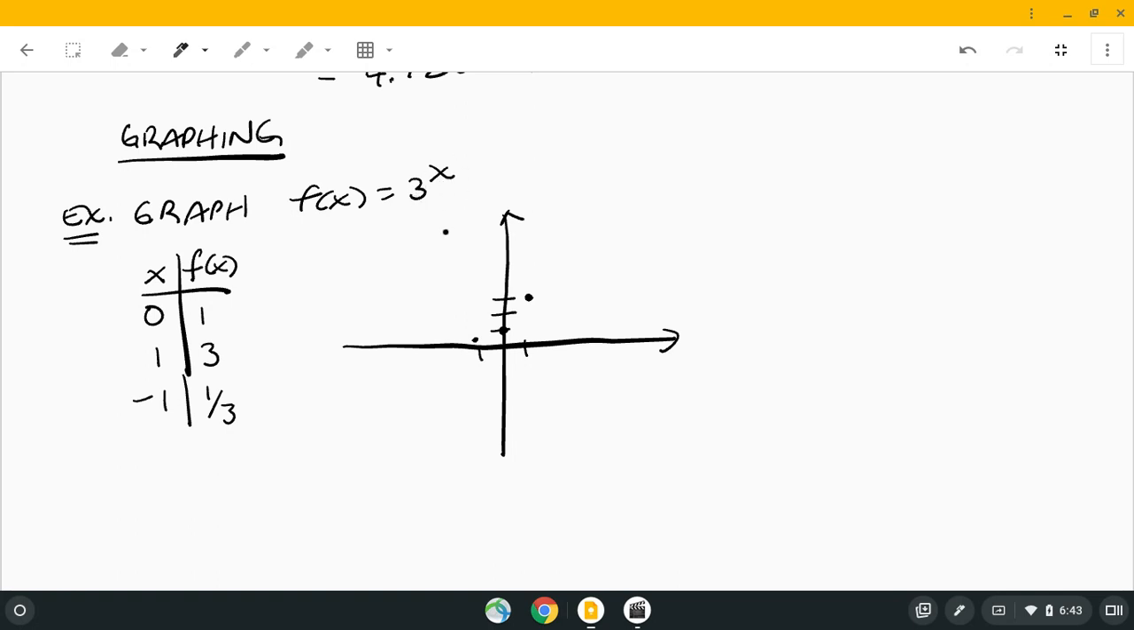What happens here is this will never cross the x-axis, because there's no way to get 0. There's no way to get negative numbers, so we're never going to be down here. So we're going to get a graph that looks like this, very close to the x-axis, and then goes up. We can see that because if I plug in 2, I get 9, and when I plug in 3, I get 27. Already I'm way up at 27, which is why I didn't choose 3. But this is the basic graph of an exponential.